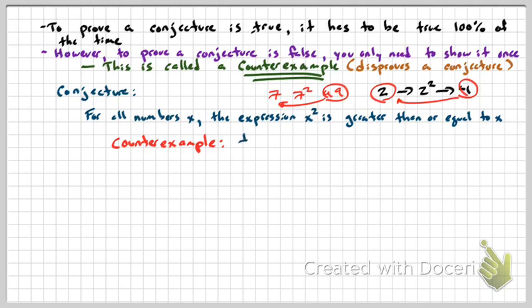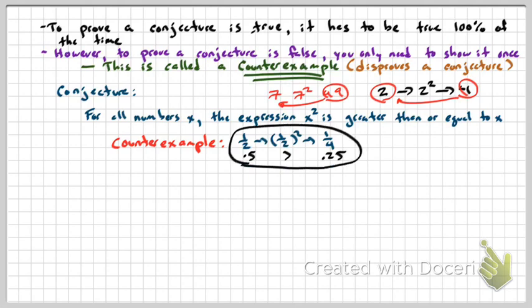What if I squared 1/2? So 1/2 squared becomes 1/4. Well, 1/2 as a decimal is 0.5. What's 1/4 as a decimal? 0.25. So in this instance, 0.5 is greater than 0.25, so this would be a counterexample that disproves that conjecture. All right. So again, you only need one counterexample to disprove a conjecture.